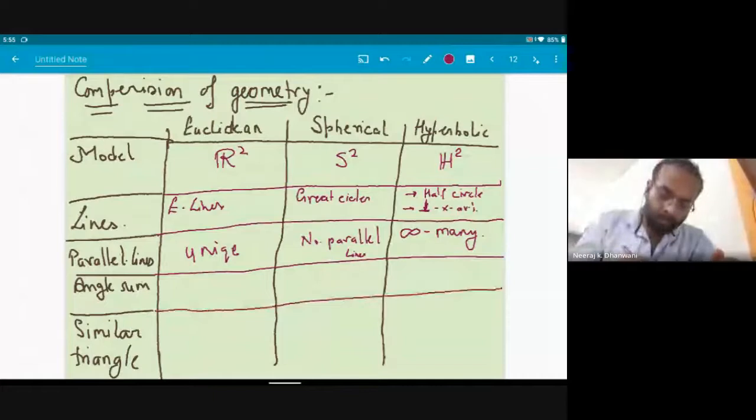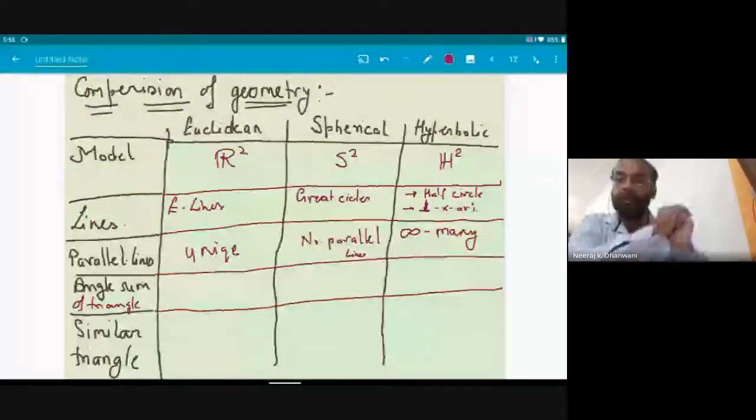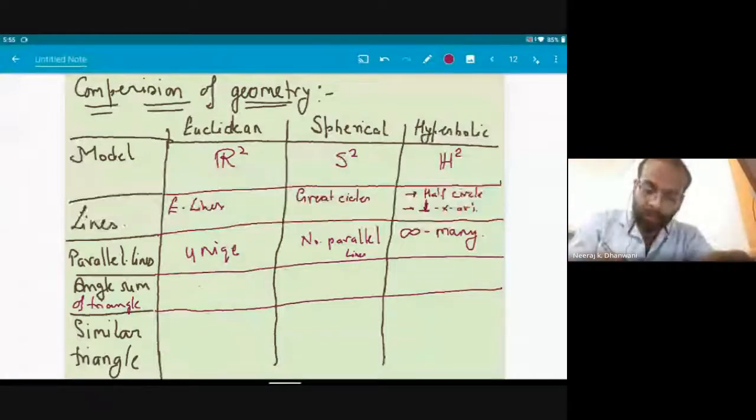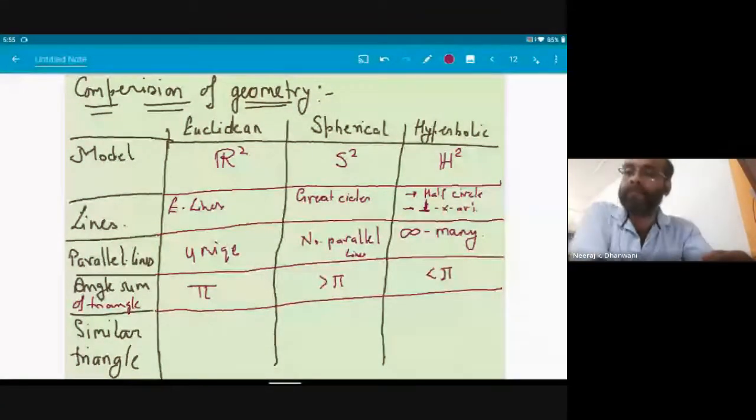Angle sum. If you have a triangle, what is the angle sum? 180 in Euclidean geometry. Okay, it is actually pi. In spherical geometry, more than pi. In hyperbolic geometry, it is always less than pi. This is a very nice classification.